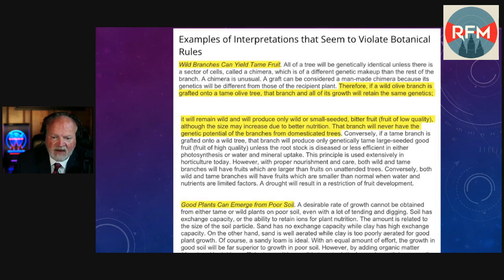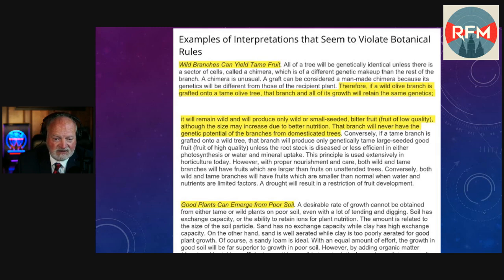Therefore, if a wild olive branch is grafted onto a tame olive tree, as it says in the parable, that branch and all of its growth will retain the same genetics. It will remain wild and will produce only wild or small-seeded bitter fruit, fruit of low quality. Although the size may increase due to better nutrition, that branch will never have the genetic potential of the branches from domesticated trees. So what he's saying here is that when the olive tree allegory in Jacob 5 says that wild branches are grafted into a tame olive tree and they produce good or tame fruit, that is a violation of known and understood botanical principles.